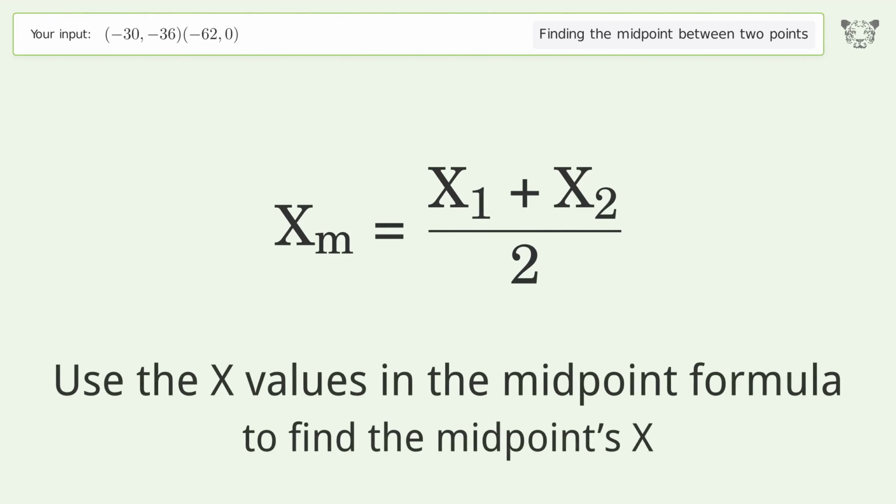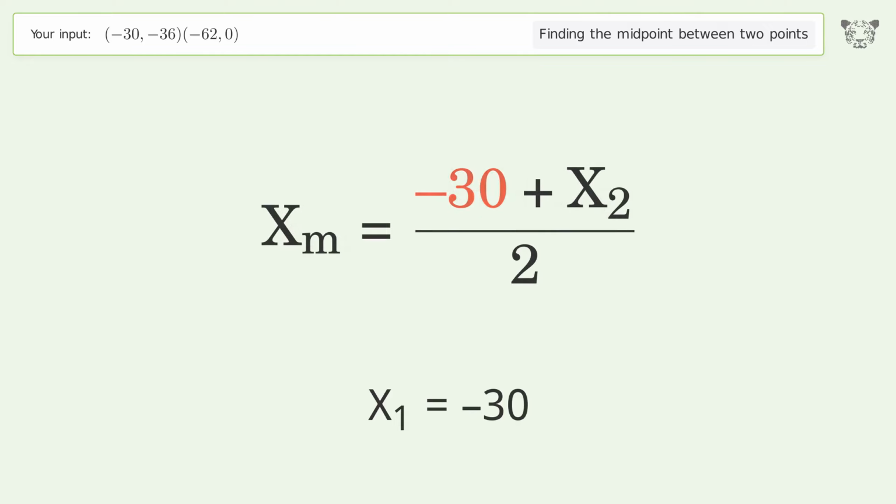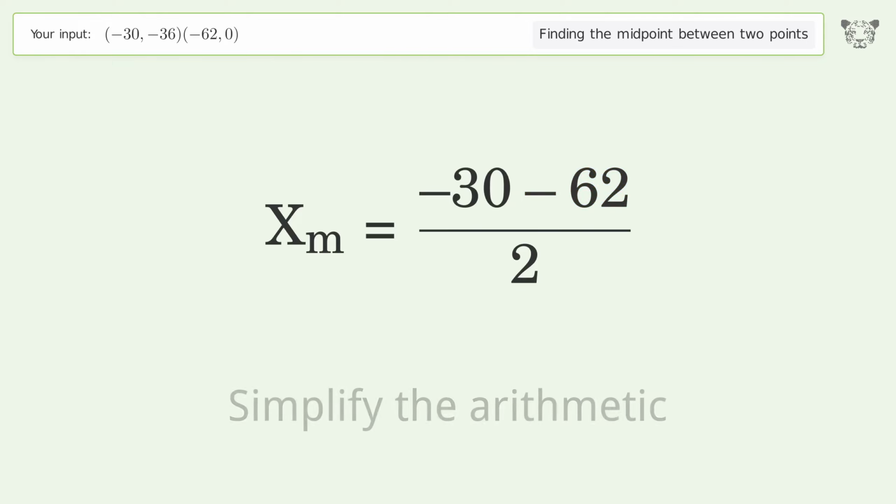Use the x values in the midpoint formula to find the midpoint's x. x1 equals -30. x2 equals -62. Simplify the arithmetic.